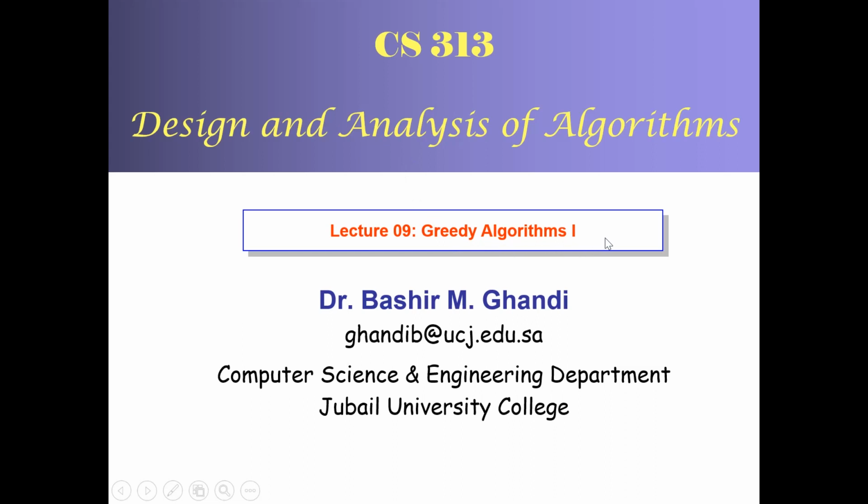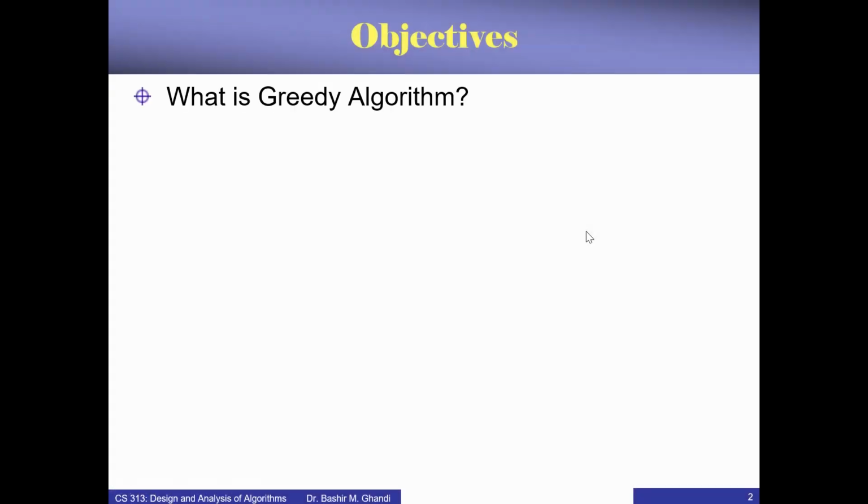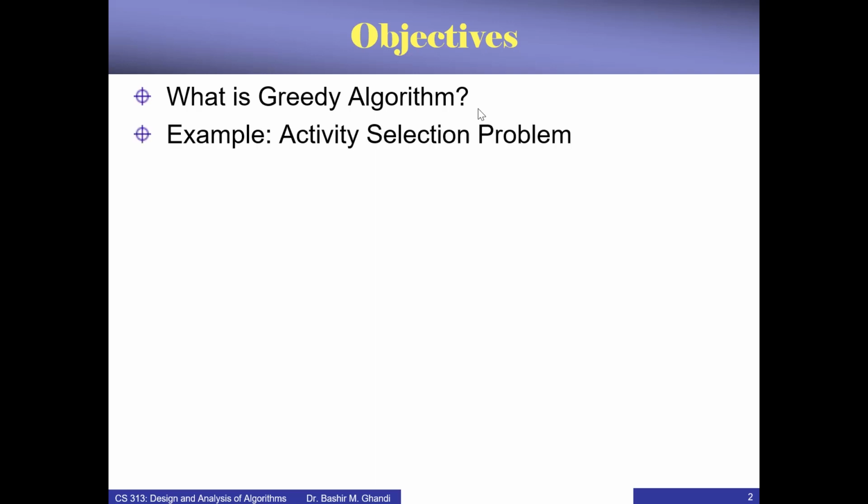As with dynamic programming, we have two lectures actually on greedy algorithms, and this is the first one. And this is the outline of the lecture. First, we shall define what is greedy algorithm, and then, as we did with dynamic programming, we shall learn about this design technique by example. So we're going to take our first major example in this lecture, which is called activity selection problem.